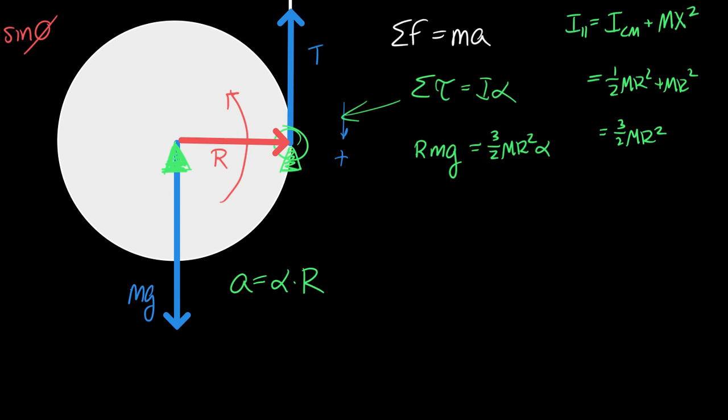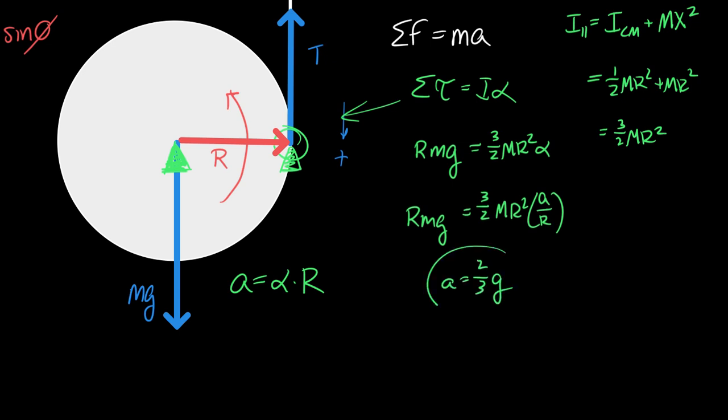Just like before, this is the right angle. So I'd say we replace alpha with a, and we get RMG equals 3/2 mr squared a over r. And I hope you see that you're going to get the exact same answer. You have to. The m's cancel out, all the r's cancel out, and a has got to be 2/3 g.